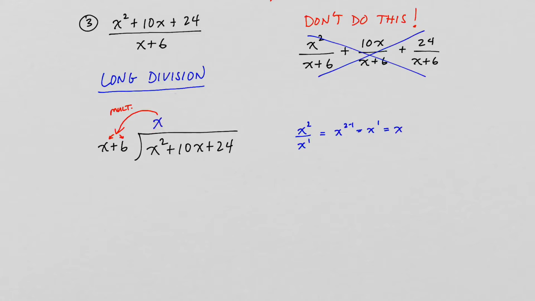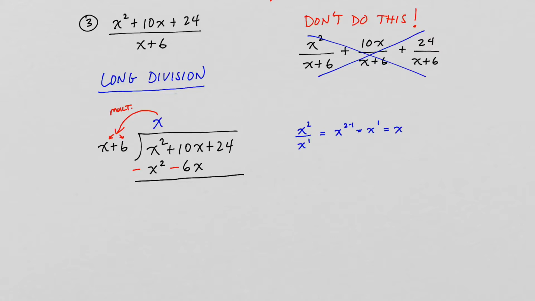And so x times x is x squared. And I'm going to write that down here. And x times 6 is 6x. Now, do you remember what to do next when you're doing long division of numbers? After you multiply? You subtract, right? So we need to subtract what we just got there, and you have to subtract both terms.